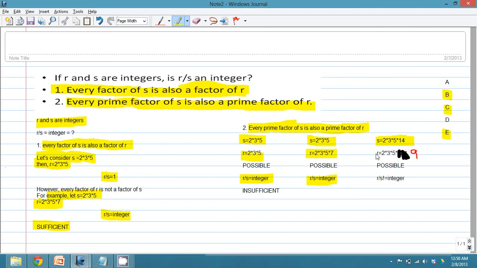I could have r is equal to 9. 9 has 3 into 3, two prime factors, the same prime factor repeated, 3 into 3. So 9 is also not a prime factor. However, in such situations where r has a factor which is smaller than the factor of s, r by s is not an integer, and such a situation can also arise. In this particular example, you will get 9 by 14. It's a fraction. So in such cases it would be insufficient.